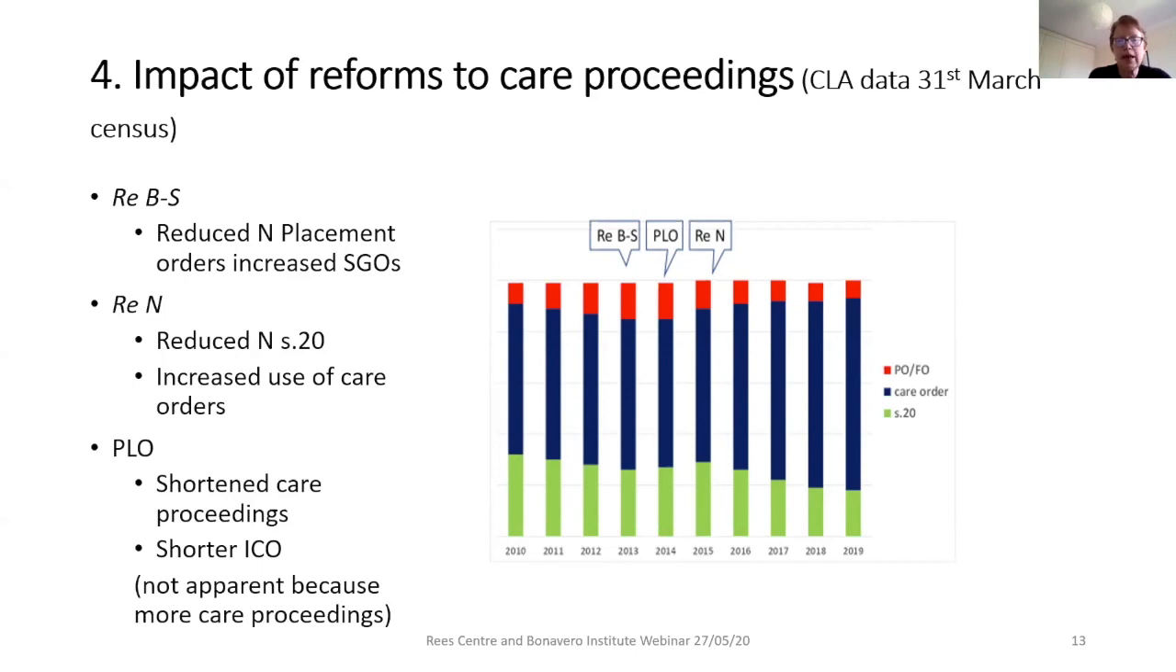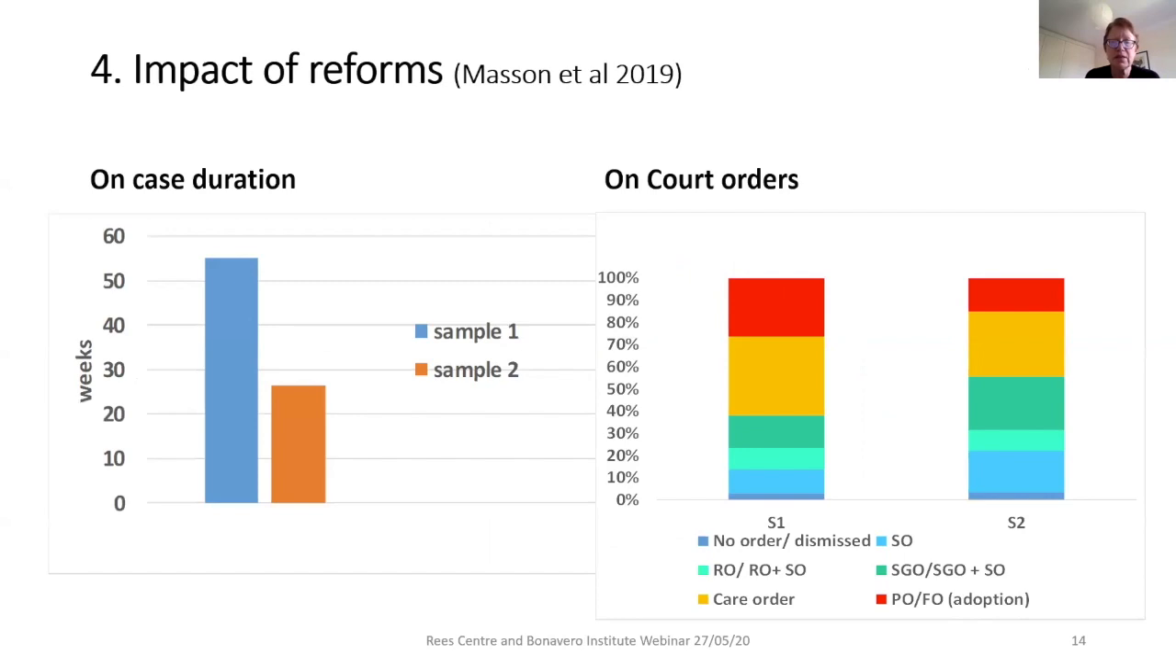Partly it's because of more care proceedings, partly it's because of fewer placement orders, but there's just no way within the DfE data to identify that interim care orders are lasting less time. So we again return to the data from the study.